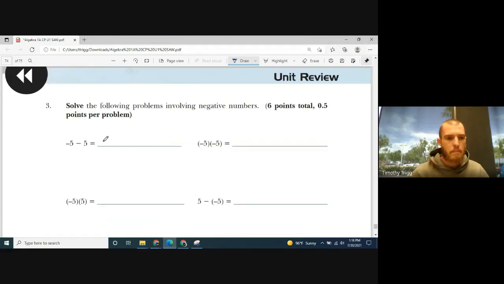Now we have some integer stuff. Let's start working these out. I'll work out some of them with you, but I want to look at some of the rules, especially the rules when it comes to multiplying. So these are multiplying rules. If you do a negative times a positive, that'll always give you a negative. A negative times a negative is always a positive.